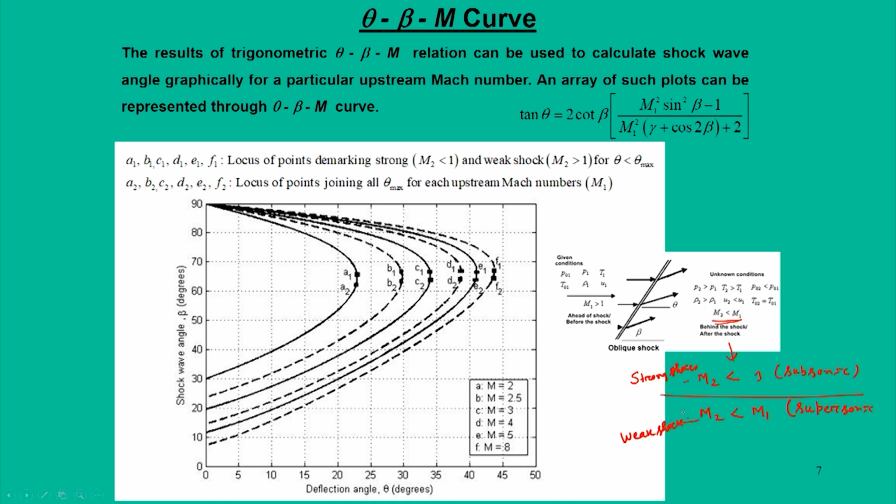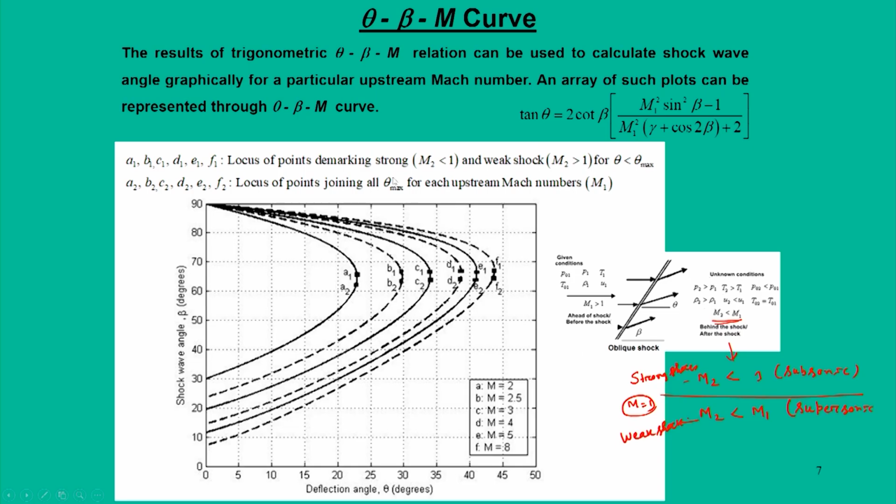Now, for a given flow deflection angle, if you are moving from weak shock to strong shock, at one particular point there is a transition. Transition means the Mach number in the downstream becomes lower and lower, until you have Mach equal to 1.